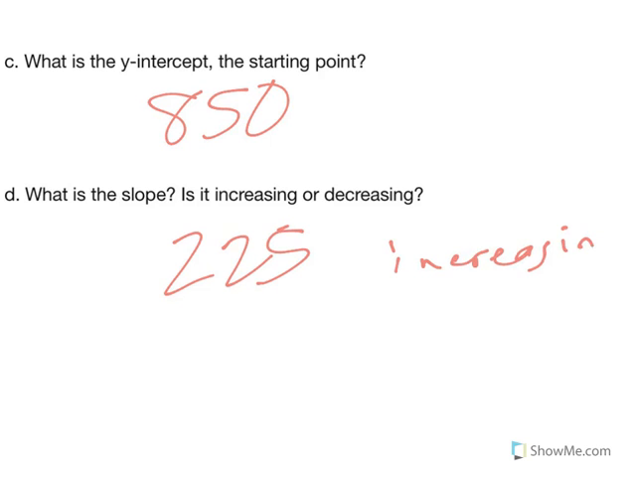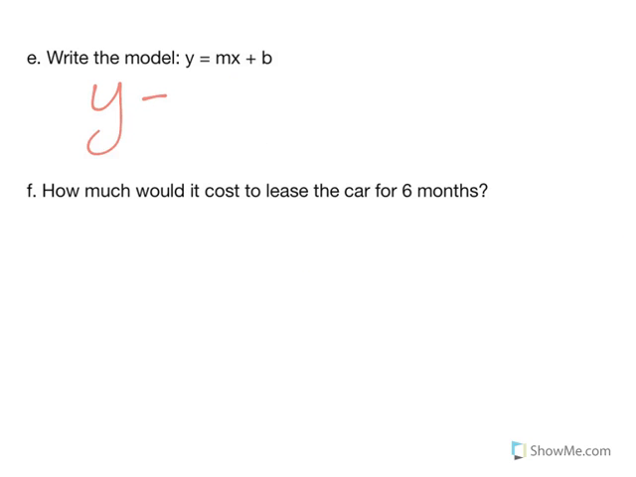You're paying it every month, so that value is going up. So I can pretty easily model this by saying 225x plus 850. What is this talking about? Well, it's talking about the price of leasing this car, right? So sometimes I think it's easier to write the equation first, depending on what information they give you, and then go back and identify, what do these things mean?